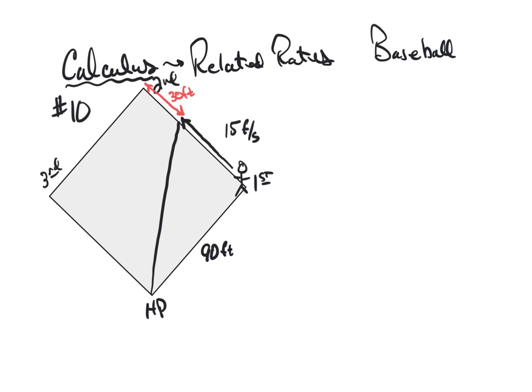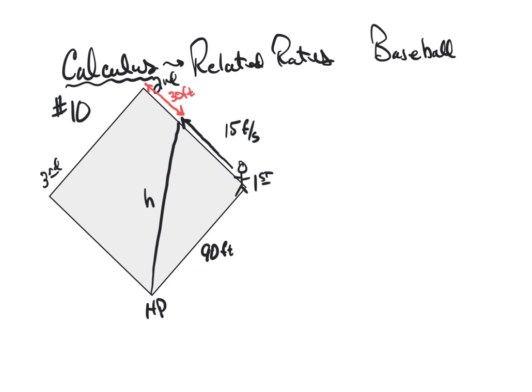So if we call this H for distance from home, okay? And that's going to be changing, right? That H is 90 feet when the player is standing on first. And then when the player takes off from first towards second, of course, the distance is increasing. Because it's changing, we need to assign a variable to talk about that distance.